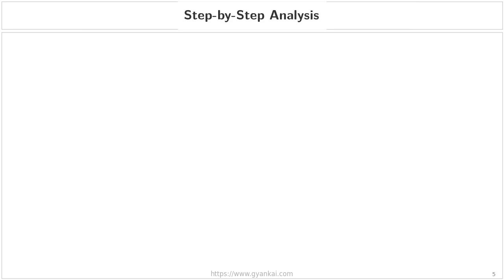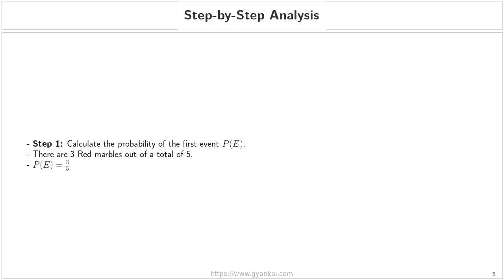Step-by-step analysis. Now that we have set up our scenario with the red and blue marbles, let's walk through the mathematical analysis step by step to prove that these events are indeed dependent. First, let's look at step 1, where we calculate the probability of our first event, which we'll call E since we started with 3 red marbles out of a total of 5. The probability of drawing a red marble on the first try is 3/5.